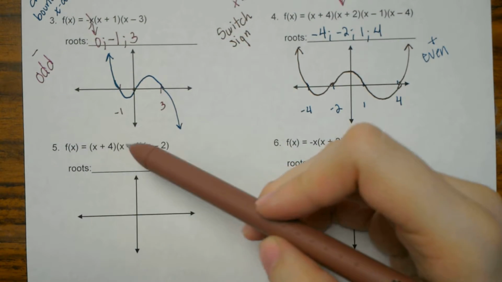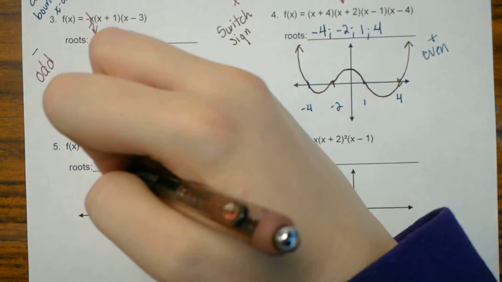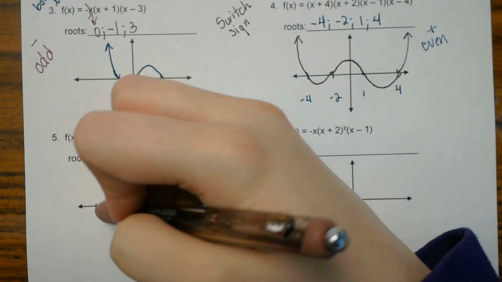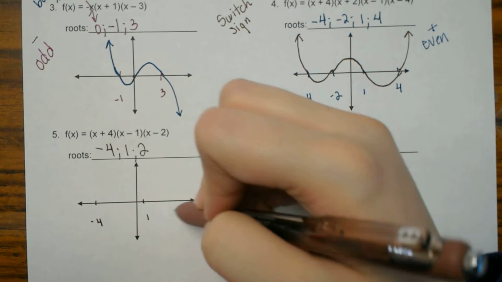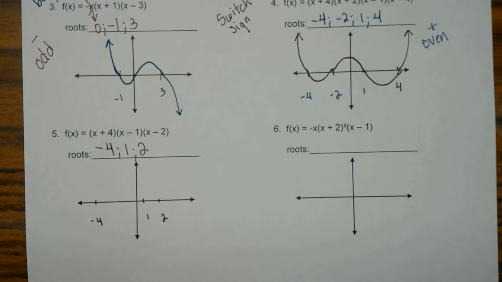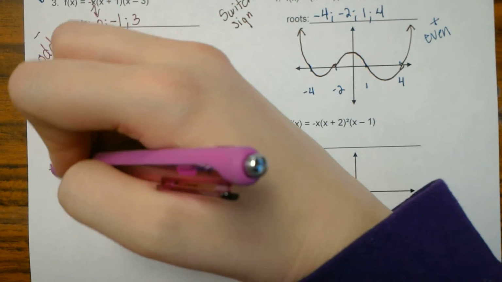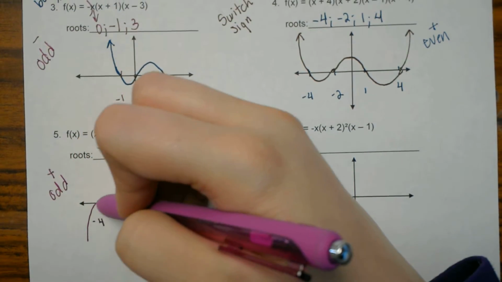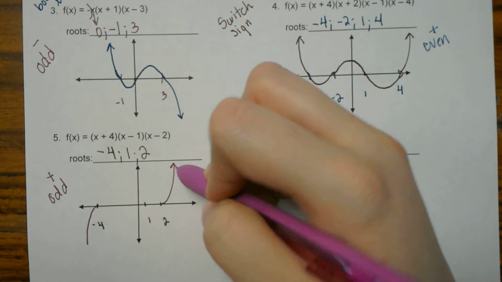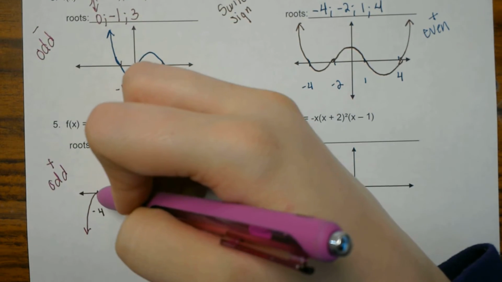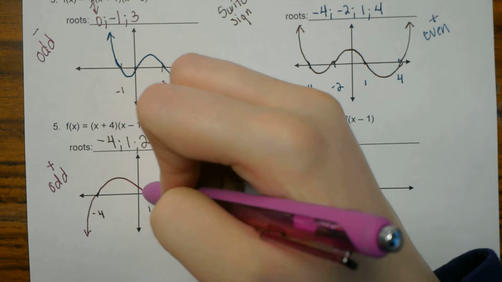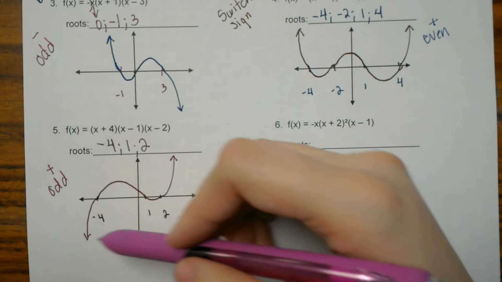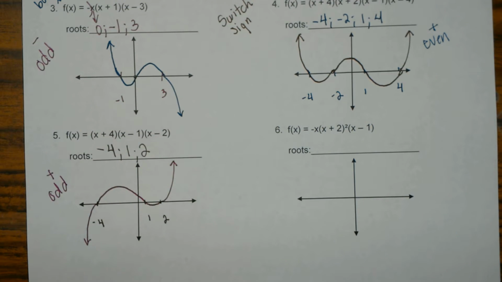The number 5, I have 3 roots. -4, 1, +2. I don't have a negative, so it's a positive. I have 3, so it's a positive odd. So it starts below, it ends up going up. So somewhere in the middle, it connects. And it just passes through each root.